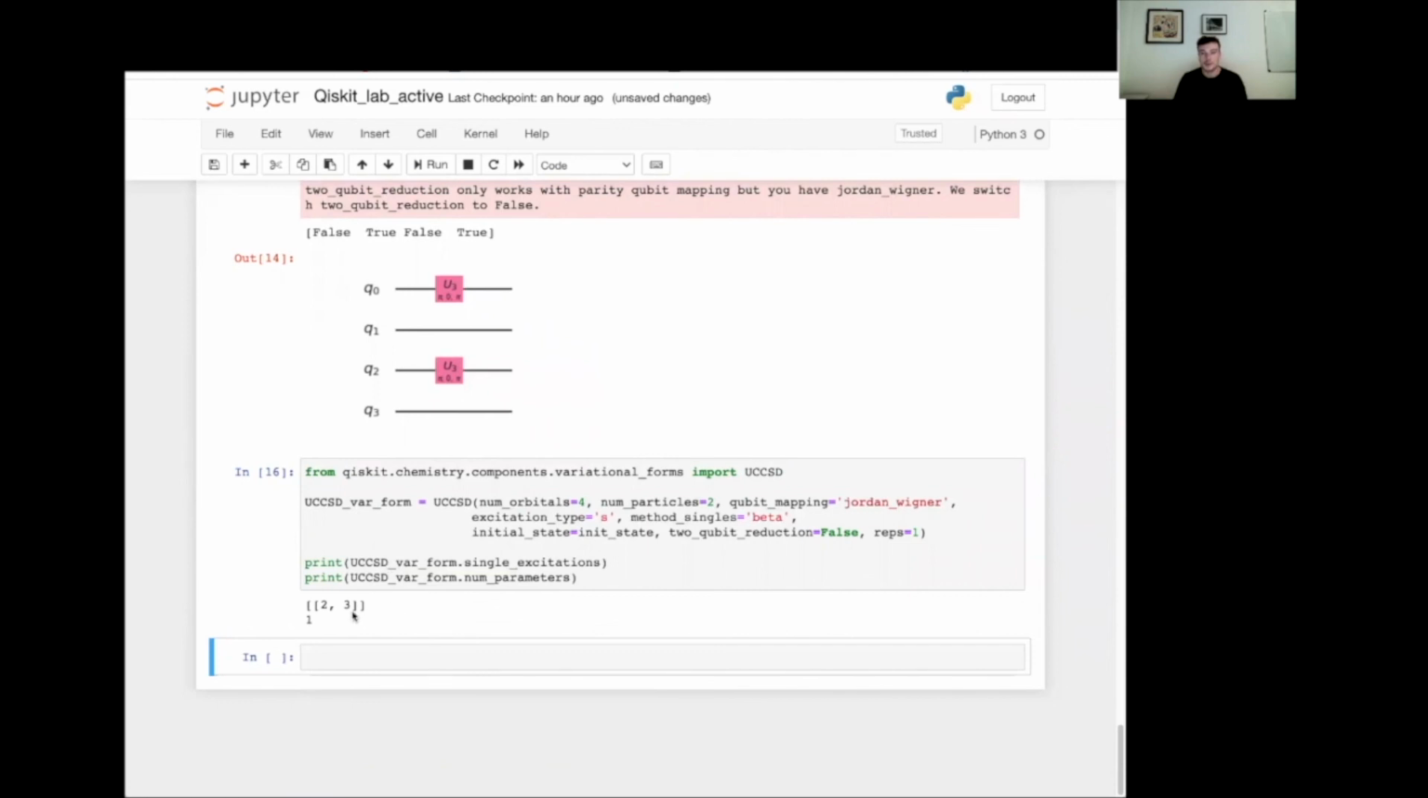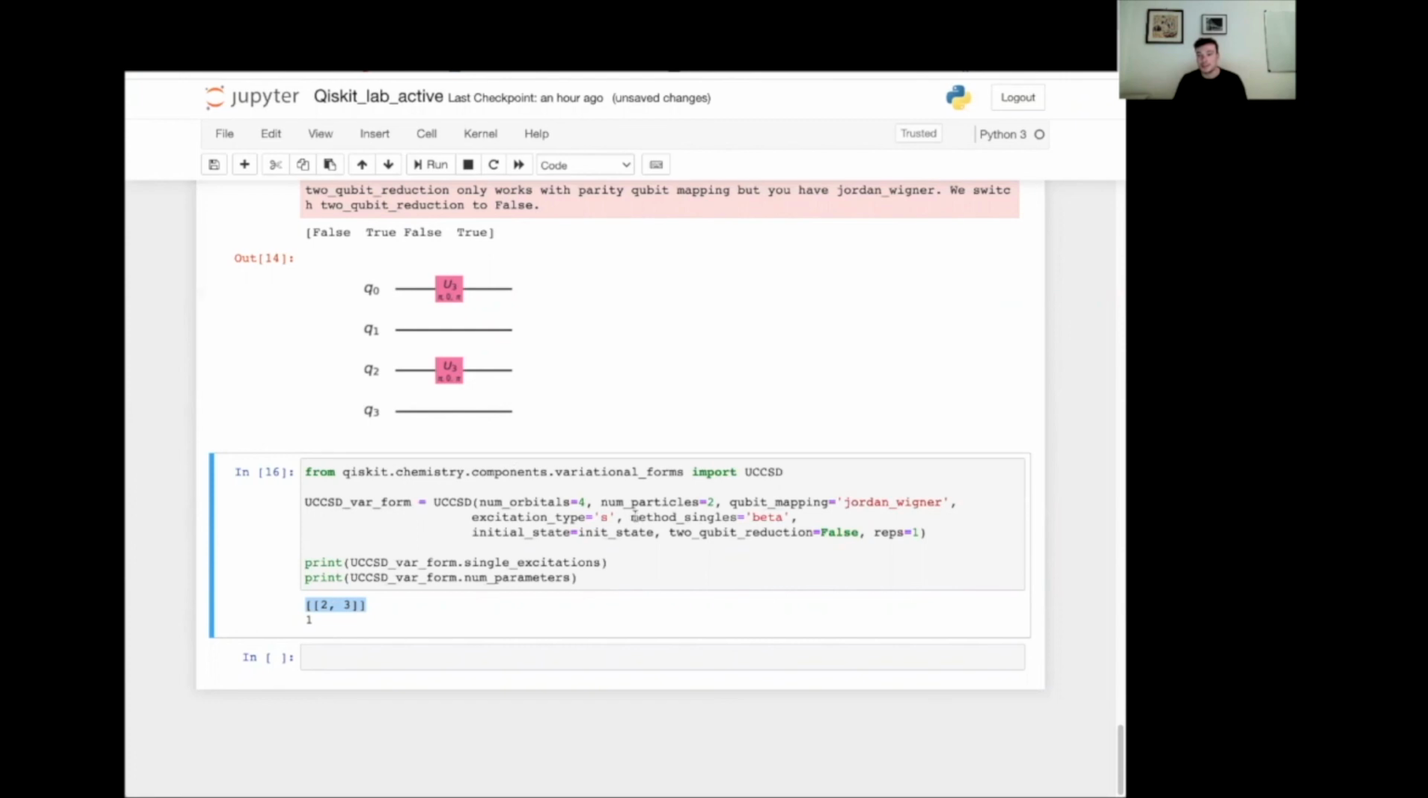Yes, okay, so what we have obtained here is a list of single excitations for this unitary coupled cluster variational form that we have defined. And note that the list of single excitations is correct. It's an excitation which is going to remove an electron from orbital number 2, or qubit number 2 if you want, and move it onto the empty orbital number 3, so the last one.